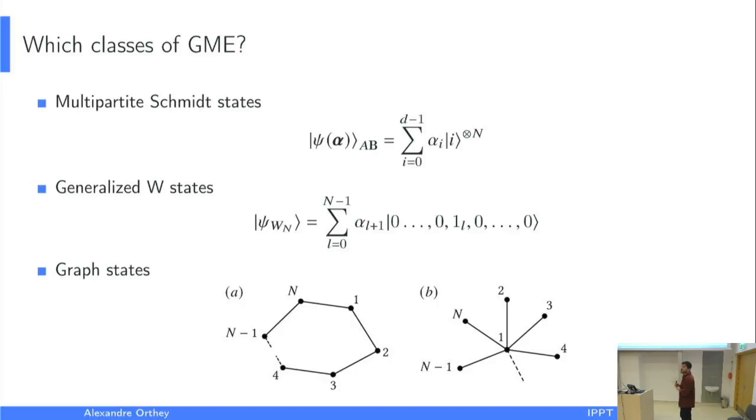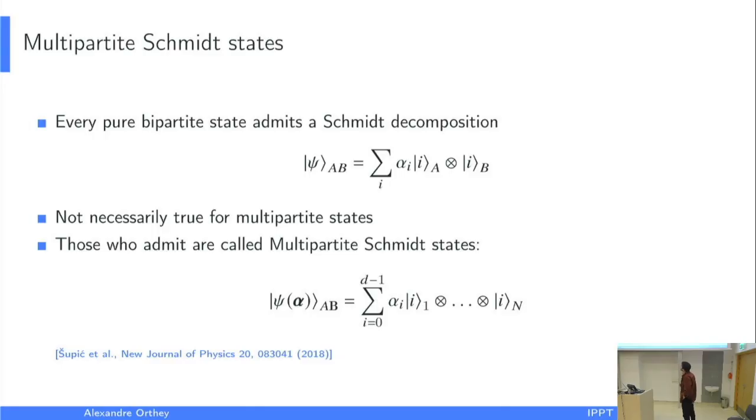We self-tested 3 classes of GME states: multipartite Schmidt states, generalized W states, and graph states. Given the time that I have, I think I will focus only on multipartite Schmidt states. So we know that every pure bipartite state admits a Schmidt decomposition, right? You can write it as a simple sum. And if you go to more particles, that is not necessarily true. You cannot write every multipartite entangled state as a Schmidt decomposition. But there are some states that you can, and these states we call multipartite Schmidt states. They have this shape here.